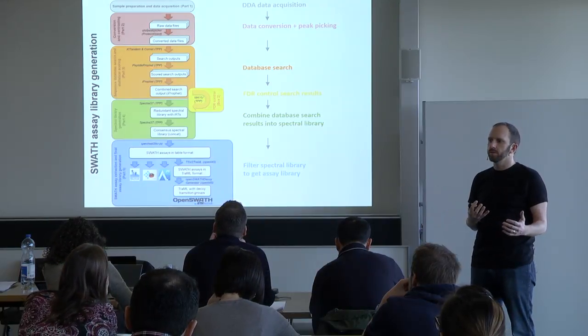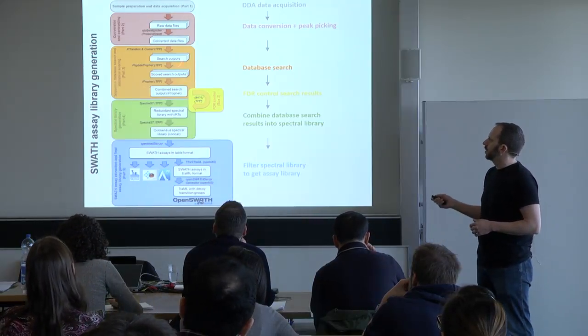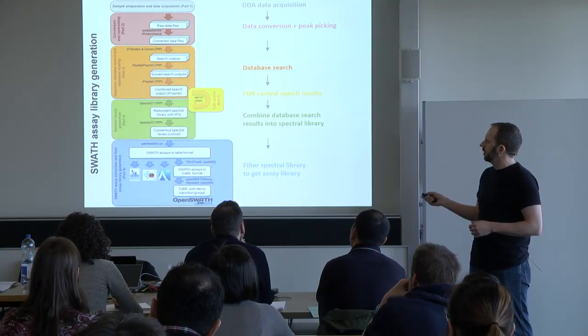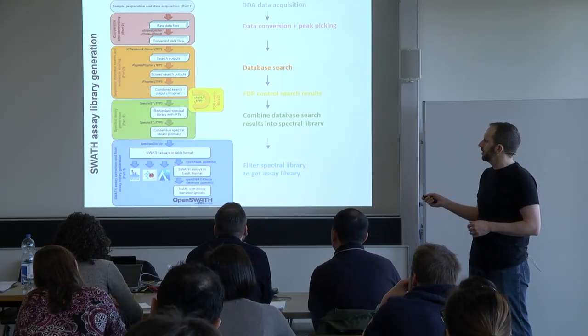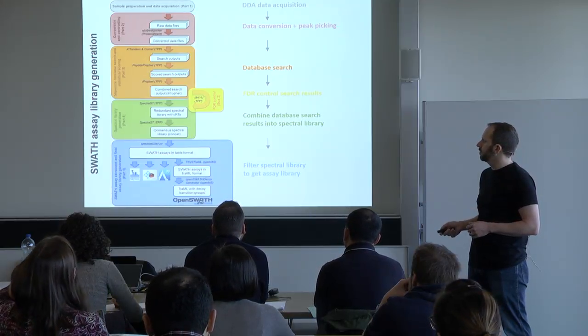There are of course other tools available, and you can use whatever search engine you want, but this is the one we use. We also do FDR control of the DDA search results using a tool called Mayu, which is also distributed with the TPP.